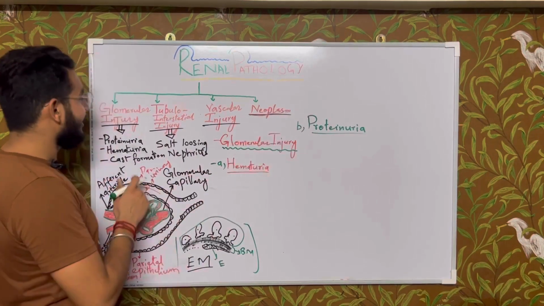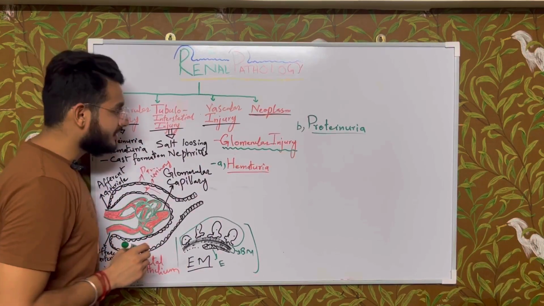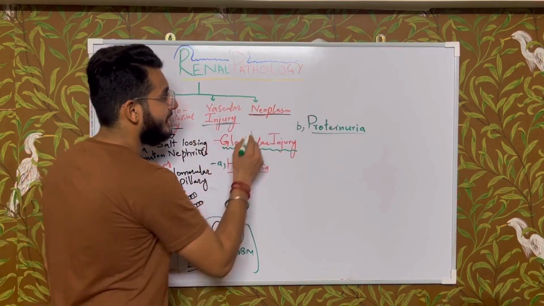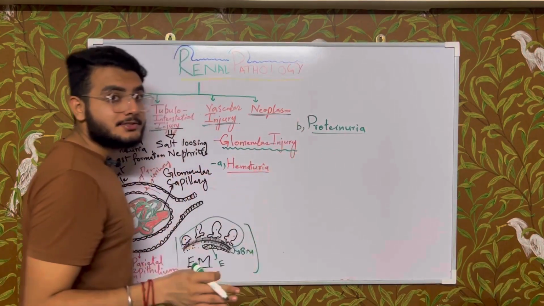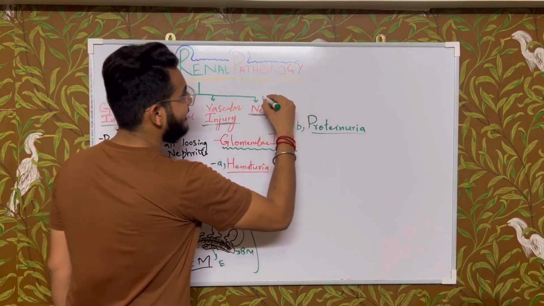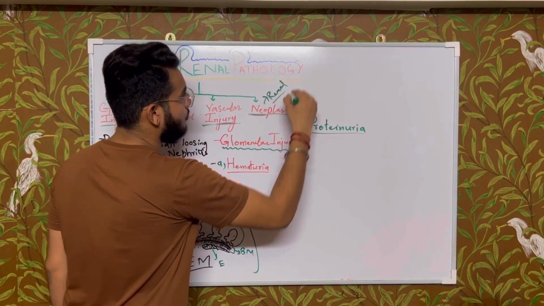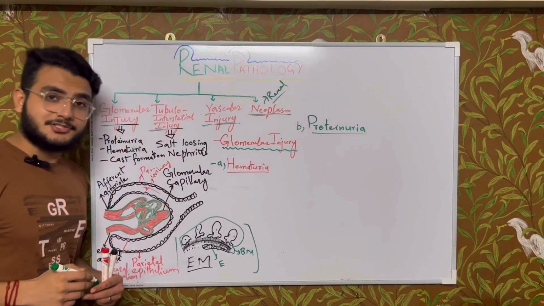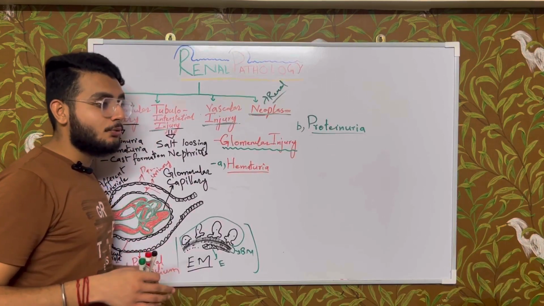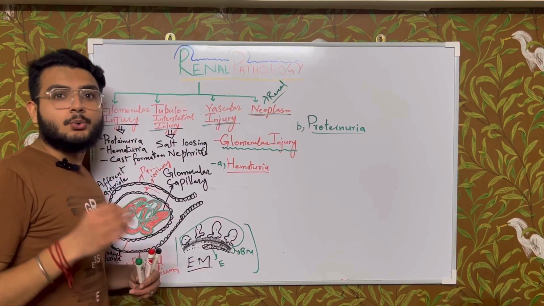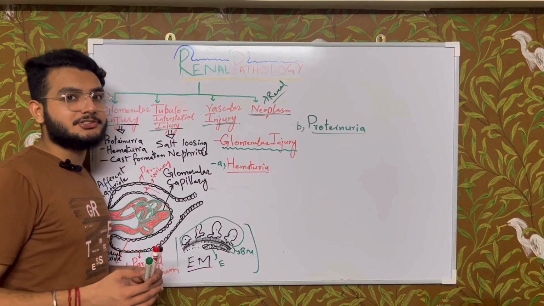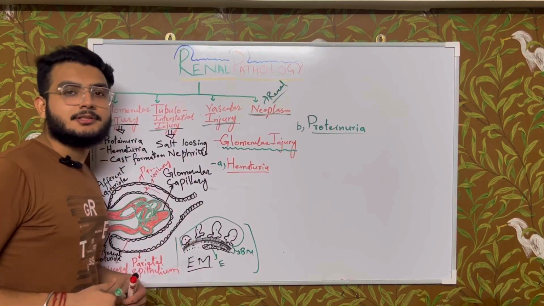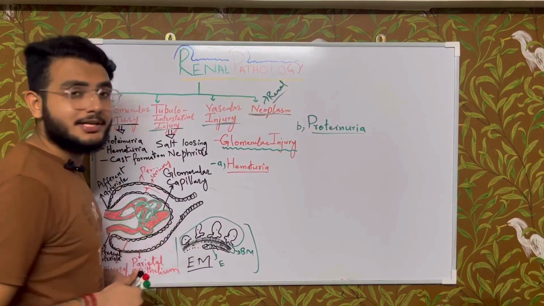What are these headings? First is glomerular injury, second is tubulointerstitial injuries, third is vascular injury, and fourth is neoplasm or cancer associated with the renal system. So let's start our discussion with the glomerular injuries first. But before diving deep into glomerular injuries, we must understand the basic structure of glomeruli, without which you can never understand the pathology of glomerular injuries.